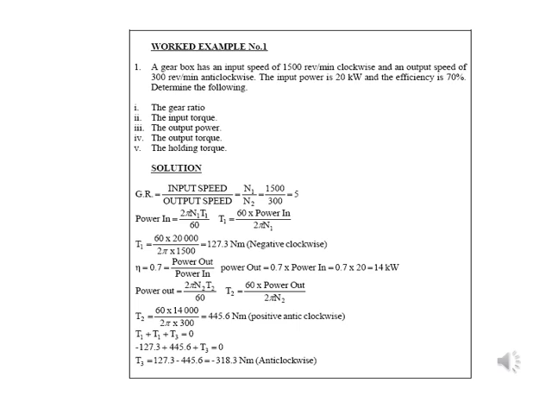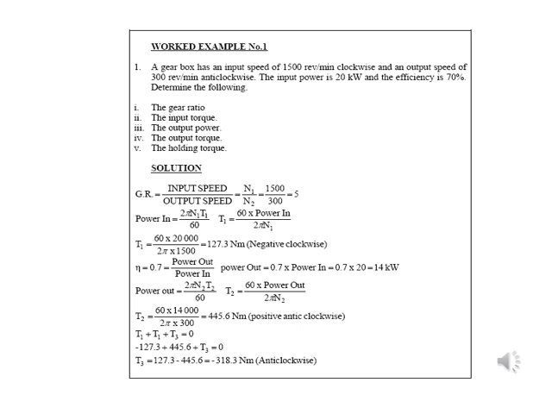Using the equation P is equivalent to T multiplied by omega, you should be able to calculate the initial torque, or the input torque T1, which is equivalent to the power divided by the velocity. Then you can get 127.3 Nm.